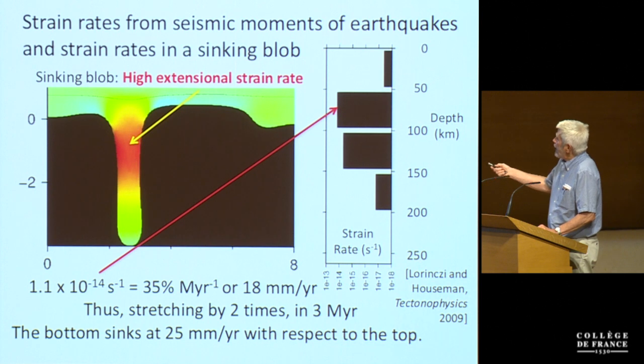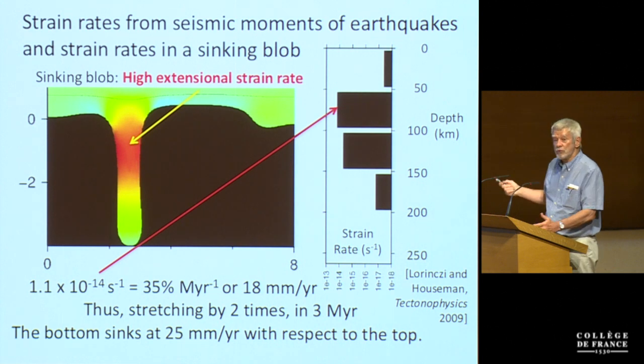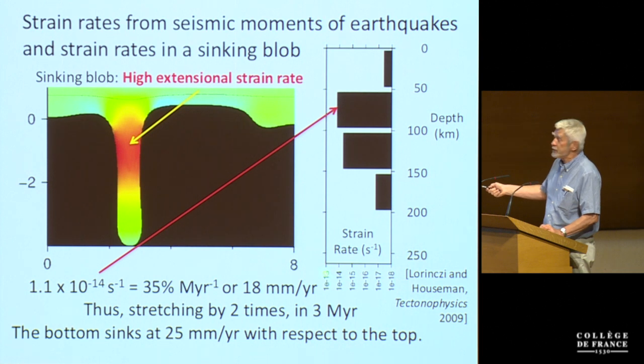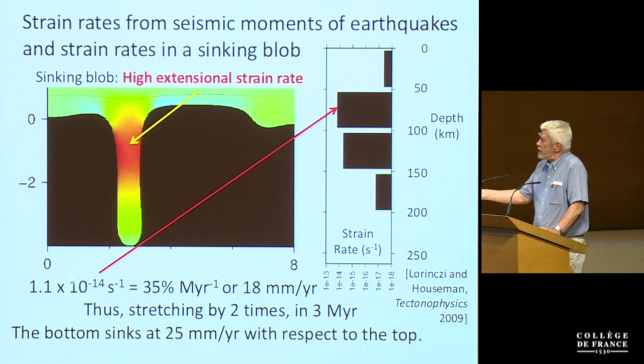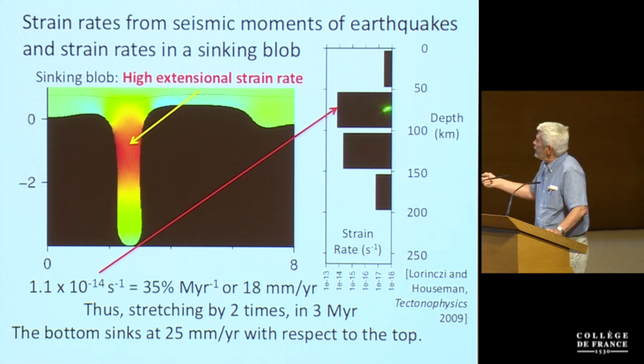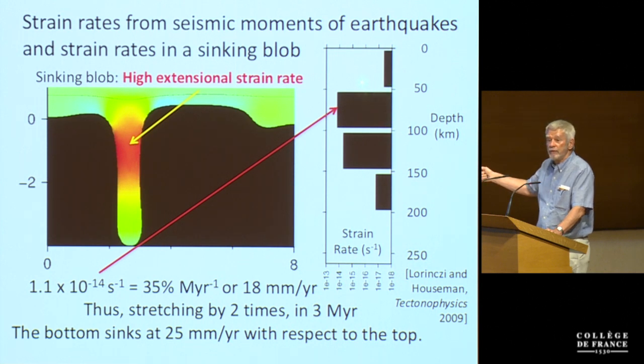And what they've done is that these boxes here are showing you in different depth ranges the strain rates that are calculated from the seismicity. It's a logarithmic scale, 10 to the minus 13 per second down to 10 to the minus 18 per second. So 10 to the minus 14 per second, as you have in this box up in here, corresponds to 35% per million years. If you multiply that by the thickness of the layer, 50 kilometers, that's 18 millimeters per year that the material at 100 kilometers moves downward relative to the material at 50 kilometers.